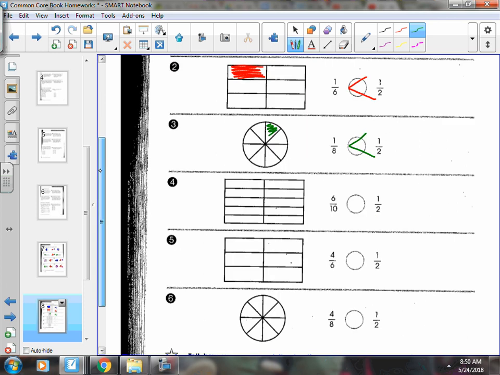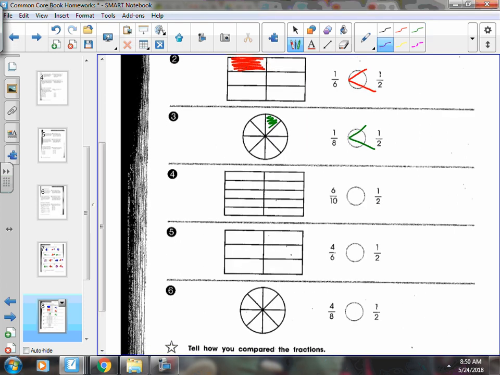Number 4 would be 6 out of the 10 pieces. Let's go ahead and shade 6 out of the 10. Ooh, that's more than half of the picture. So 6/10 is bigger than half. If you got a 6 out of 10 on a quiz, did you get more than half of them correct? Yeah, 6 out of 10 is more than a half. 5 out of 10 would be exactly a half.